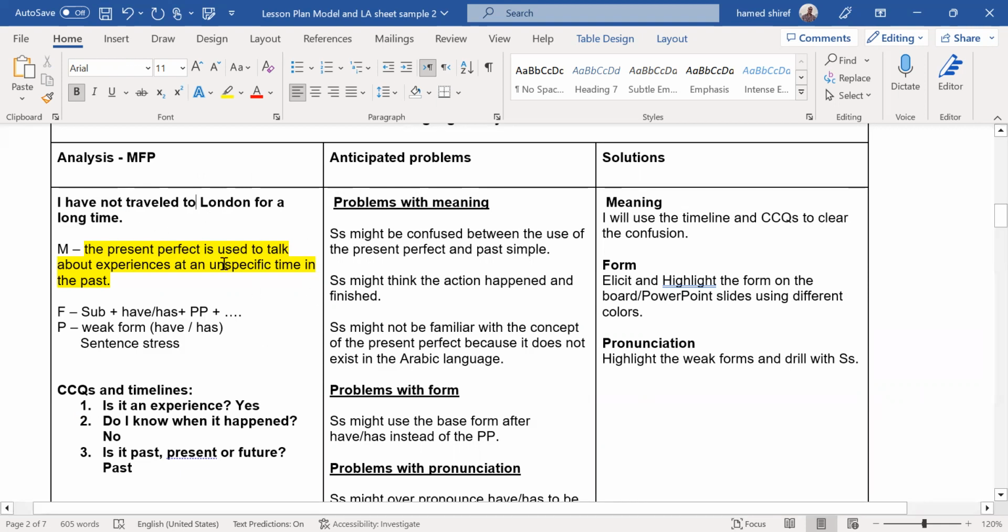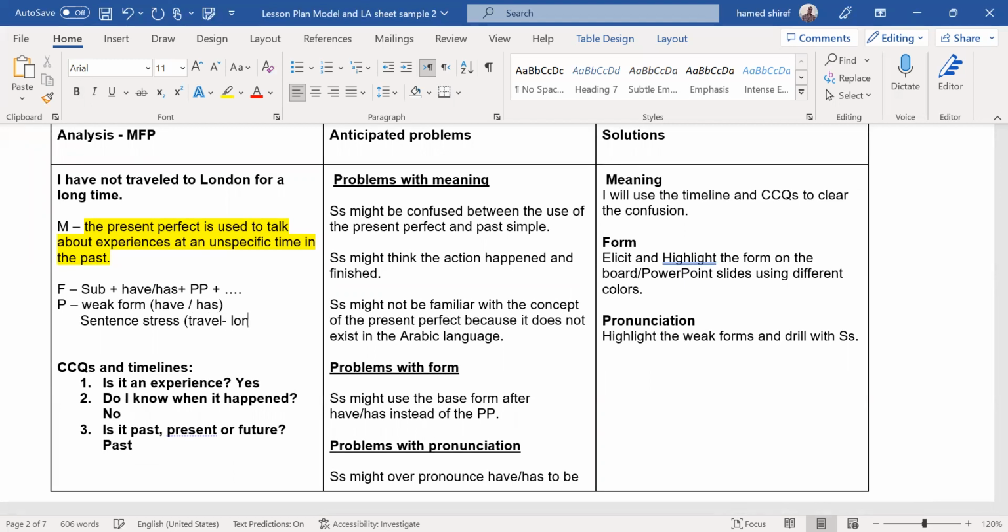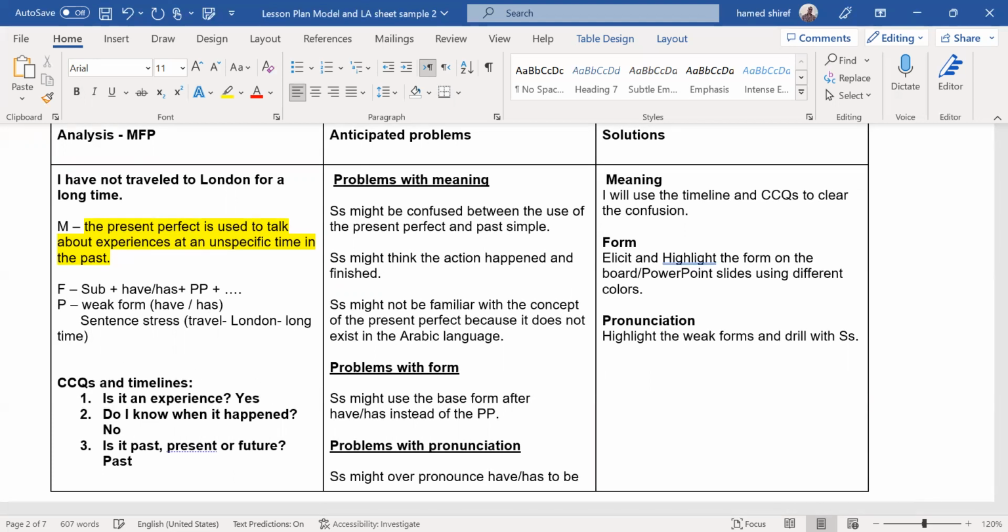So here we mentioned the use or the meaning of the present perfect. We mentioned the form, subject plus have or has, plus participle. We also mentioned the pronunciation features like weak forms for have and has, sentence stress, and you will need to highlight them on the sentence. So for example, you will need to tell me which words are stressed in the sentence. So sentence stress will be normally on travel as a verb. We have London, and we can stress long time. Okay, so these are the stress.